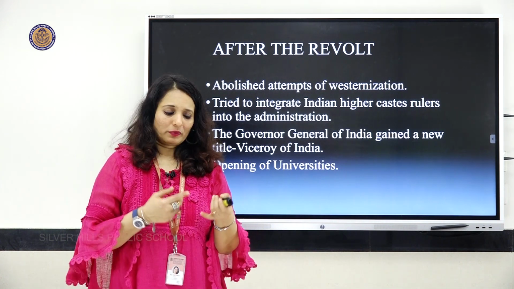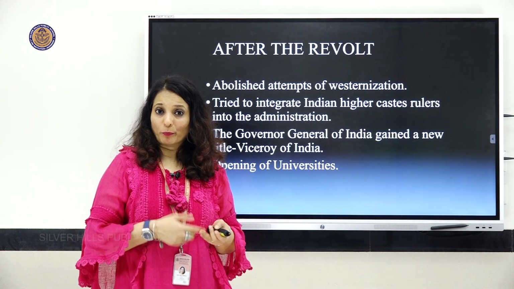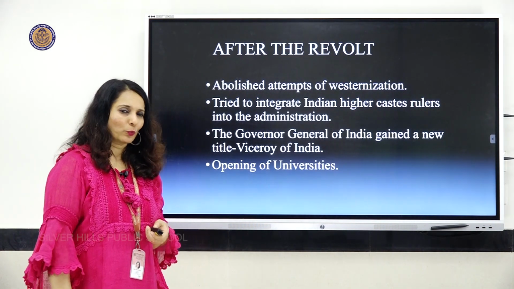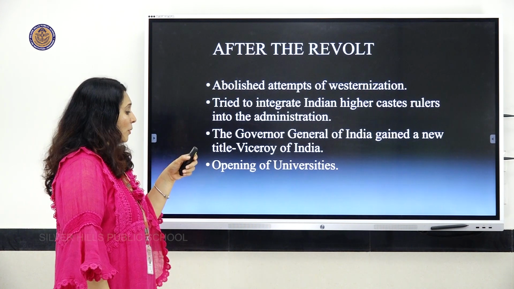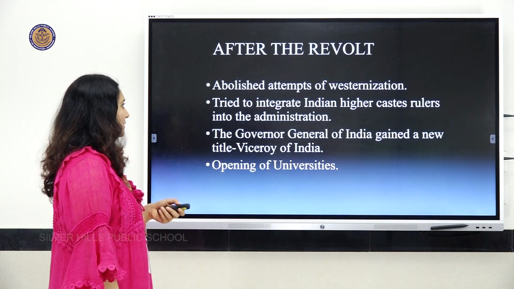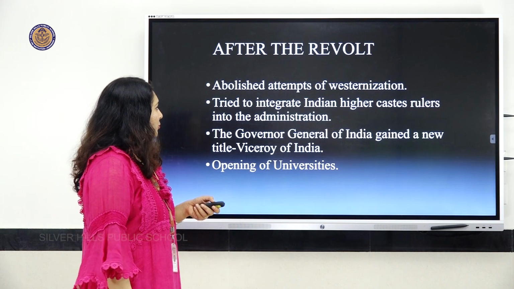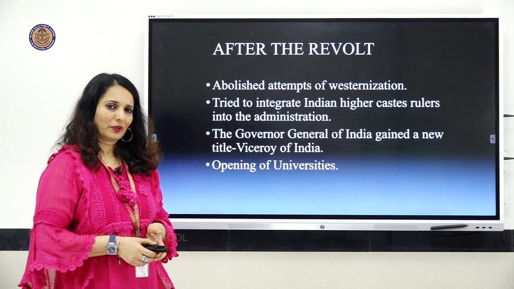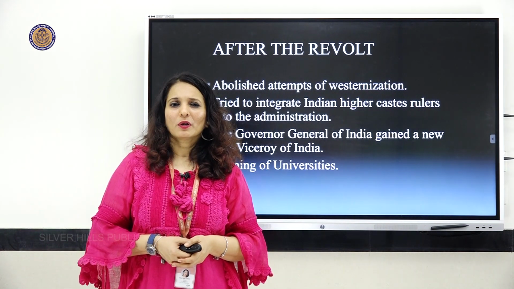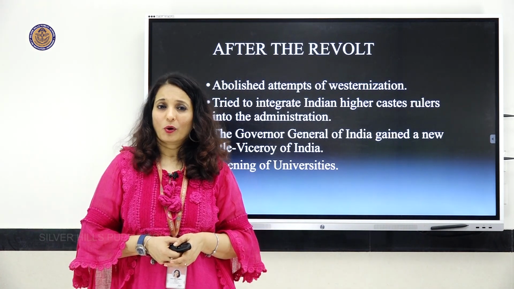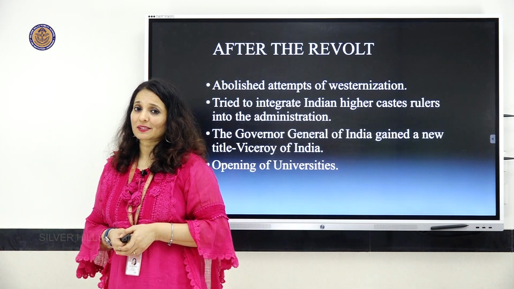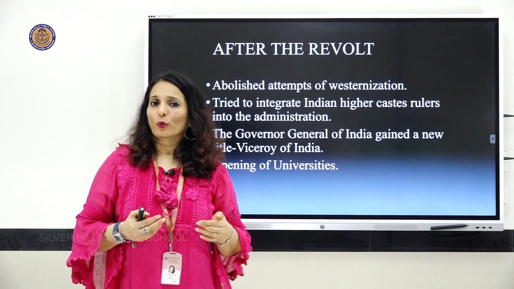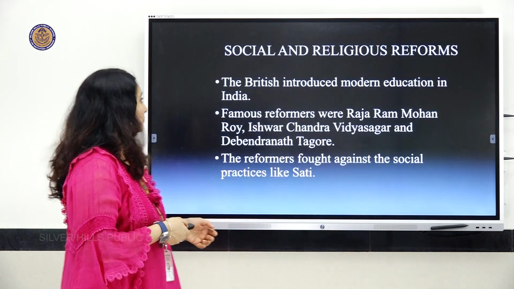Universities like the Madras University and the Bombay University were established. The Governor General of India gained a new title called the Viceroy of India. There were also abandoned attempts at westernization, and they tried to integrate Indian higher caste rulers into the administration. The Indians were allowed to enter the civil services. Also, the rulers and the princes started ruling their country. So, there was consultation between the ruled and the ruler.